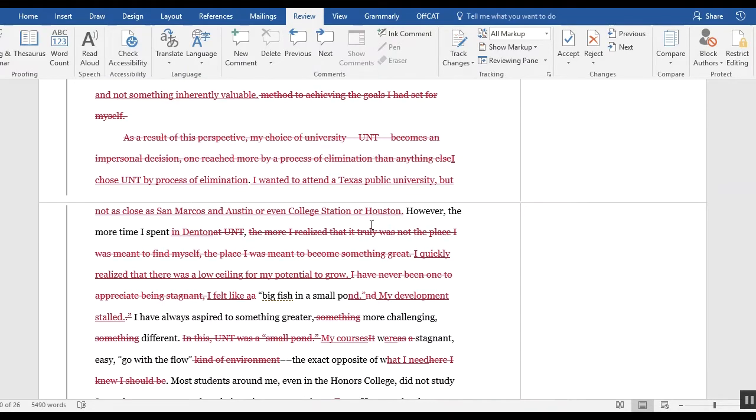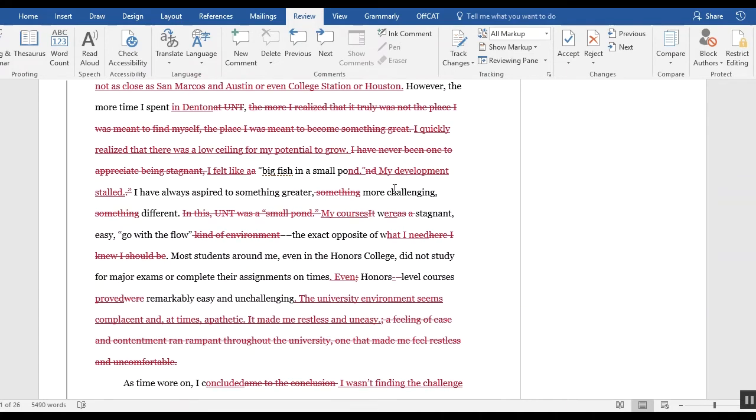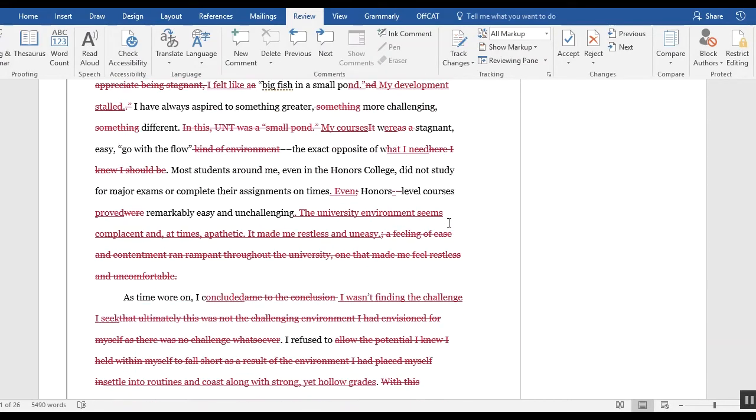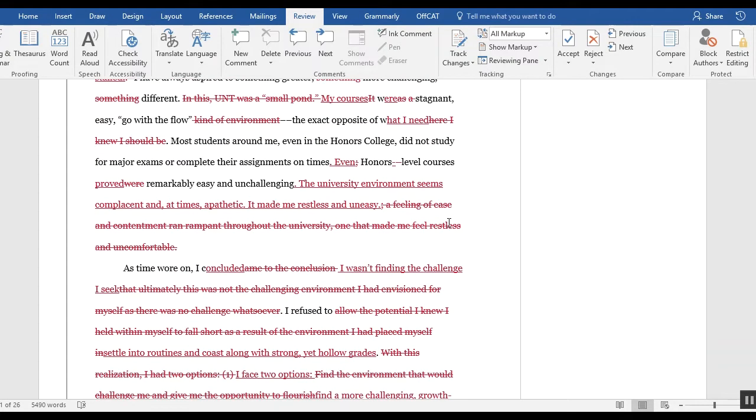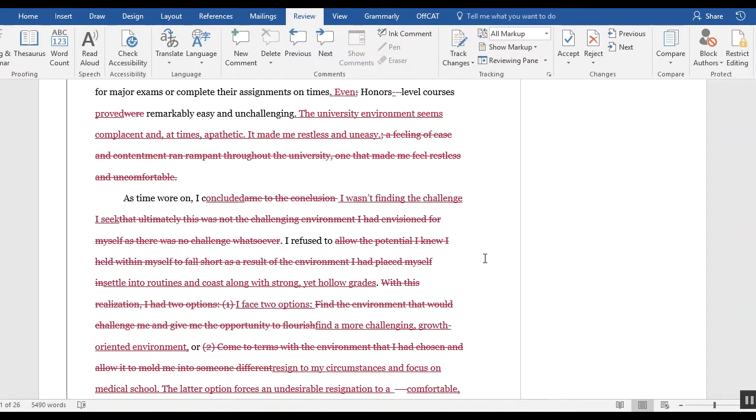I chose UNT by process of elimination. I didn't feel like I was being challenged. So again, it's saying the same things, but just a lot more economically, a lot more efficiently. By using clear language, it makes the reviewer's job a lot easier, and you can also pack more things into a smaller space. And that's ultimately the goal of college admissions, is doing the most with limited resources. Resources in this case being your words and ideas.